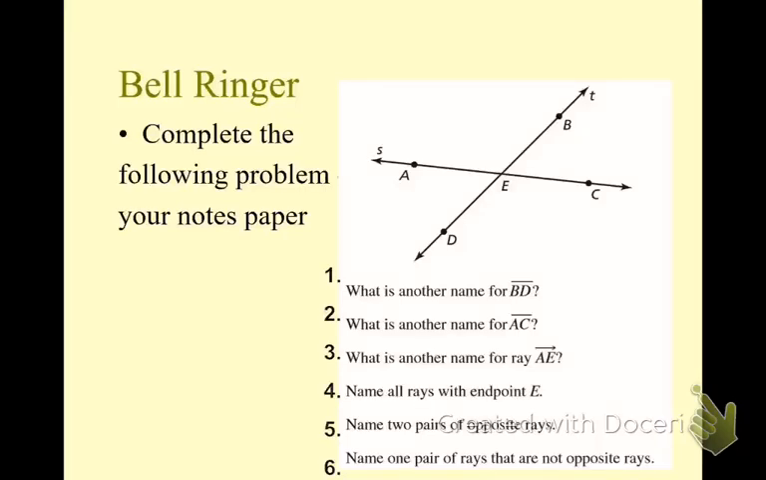So, what is another name for BD? What kind of line is BD? A segment. How do we know it's a segment? Yeah, no arrows. It's just got a straight line above it. So, when you name a line segment, can you just switch the letters? Sure can. So, DB is the only answer that is possible.